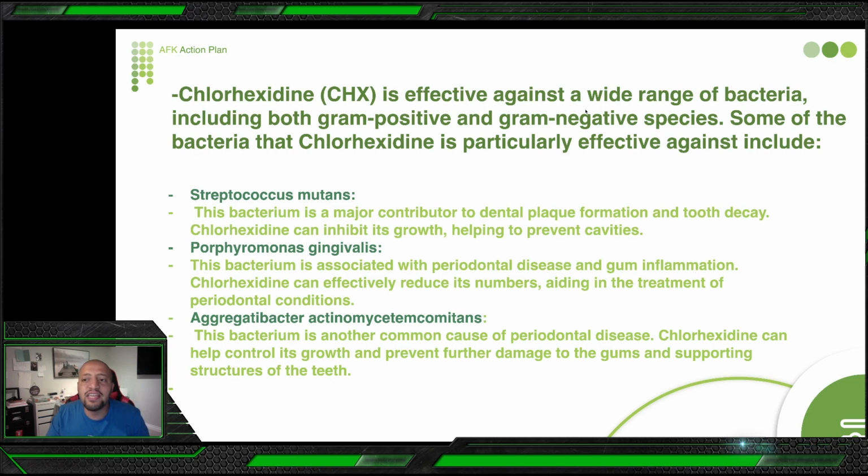Chlorhexidine is effective against a wide range of bacteria, including both gram-positive and gram-negative species. Some of the bacteria that chlorhexidine is partially effective against include Streptococcus mutans. This bacterium is a major contributor to dental plaque formation and tooth decay. Chlorhexidine can inhibit its growth, helping to prevent cavities. Also P. gingivalis, a bacterium associated with periodontal disease and gum inflammation, can effectively have its number reduced, aiding in the treatment of periodontal conditions.